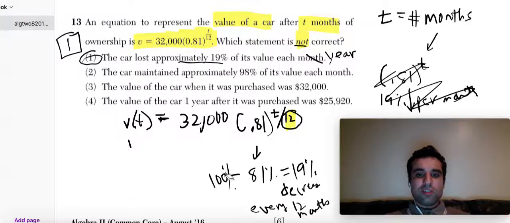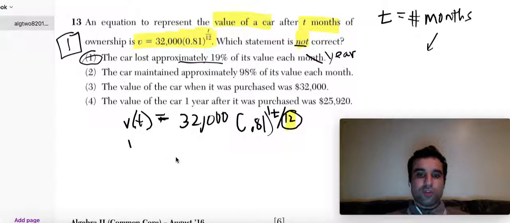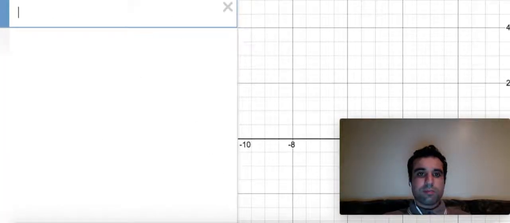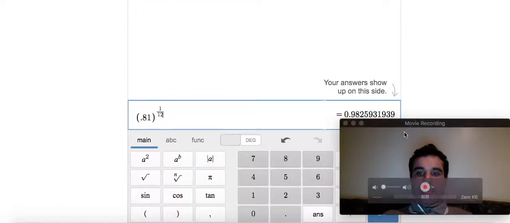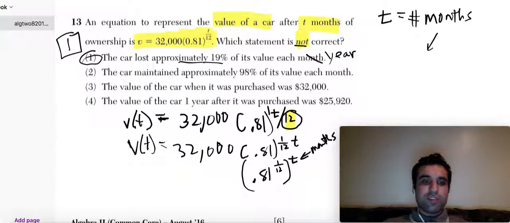I could rewrite this function like this. The exponent t over 12 is the same as 1 over 12 times t. So that's 32,000 times 0.81 to the 1 over 12 times t. Remember, when I multiply exponents, I don't even care about the initial amount of 32,000. This is the same as 0.81 to the 1/12th, all raised to the t power, where again t is months. Usually we use t for years and m for months, so I don't like that they use t. I would have just rewritten this as m. So let's find out what 0.81 to the 1/12th is, or the 12th root of 0.81. It's about 0.98 if you round it to two decimal places, and that's 98%. So that is correct. It does retain 98% of its value each month, so that's true.